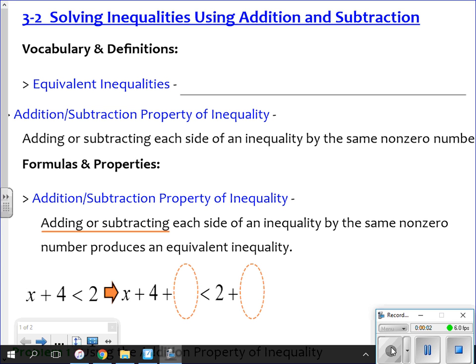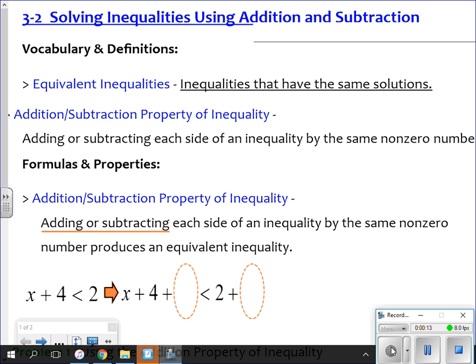Solving inequalities using addition and subtraction. So it's relatively easy day to day. The first thing we're dealing with is equivalent inequalities. The definition: inequalities that have the same solution.